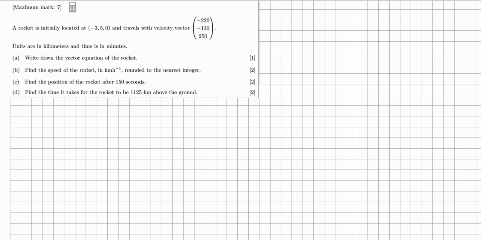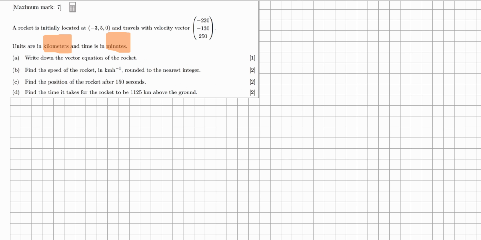Okay, here we go on question 4. So this time I'm going to read it properly, make sure I do it properly. The rocket is initially located at this point and travels with this velocity. Units are kilometers and time is in minutes. Okay, important we remember this. It's a good idea, if you're in the exam, to highlight these things because it's going to bring these to mind when you continue through the question.